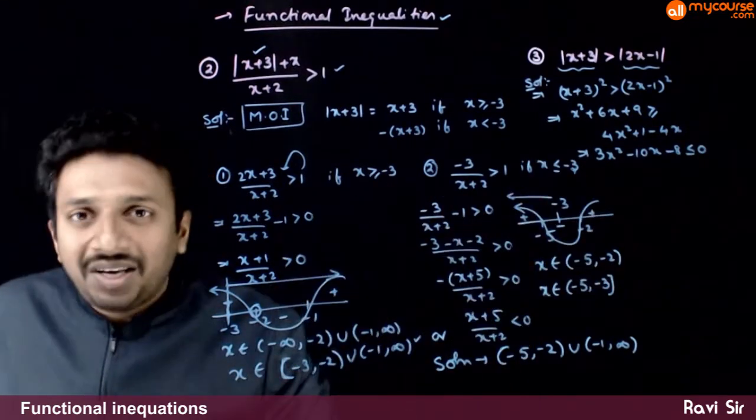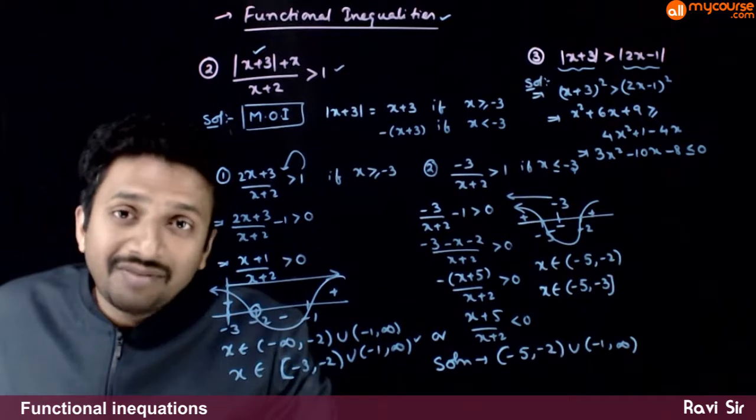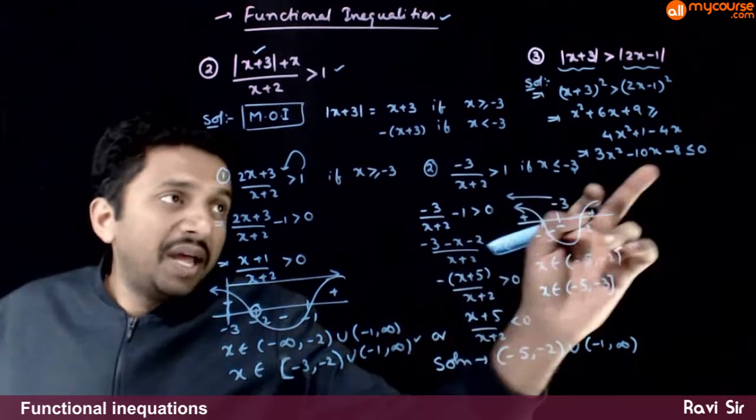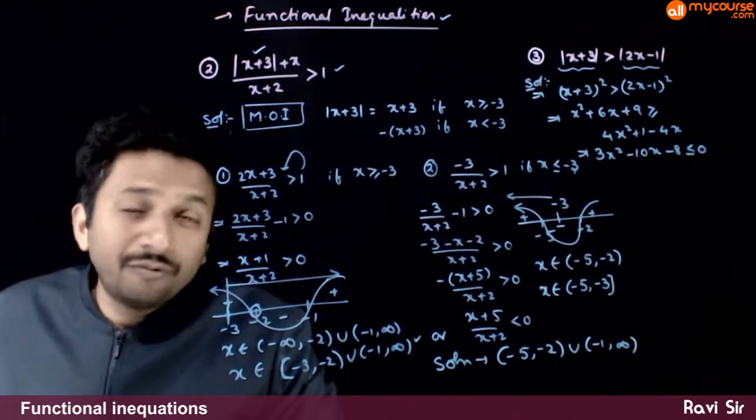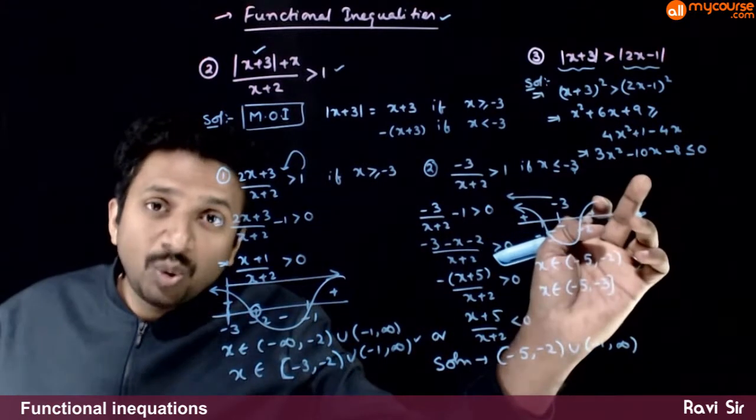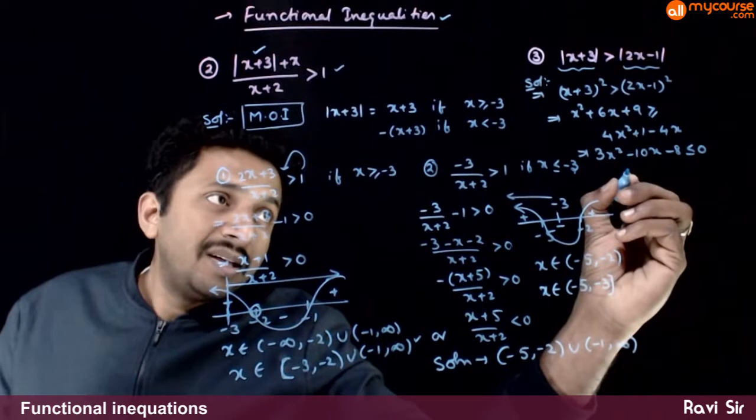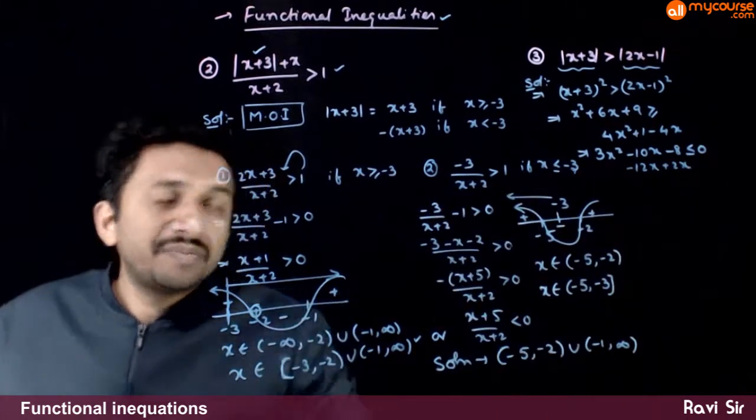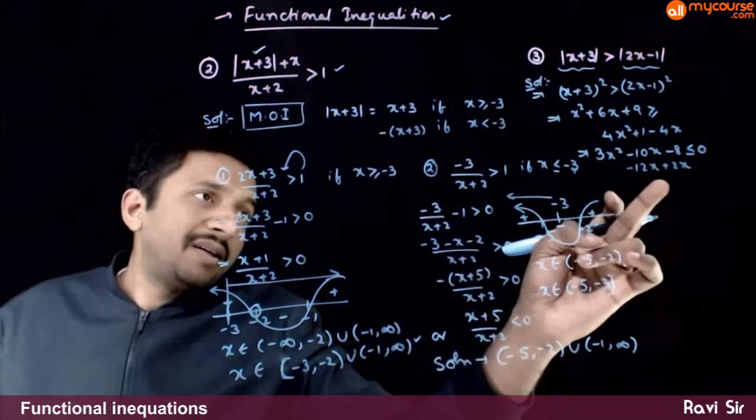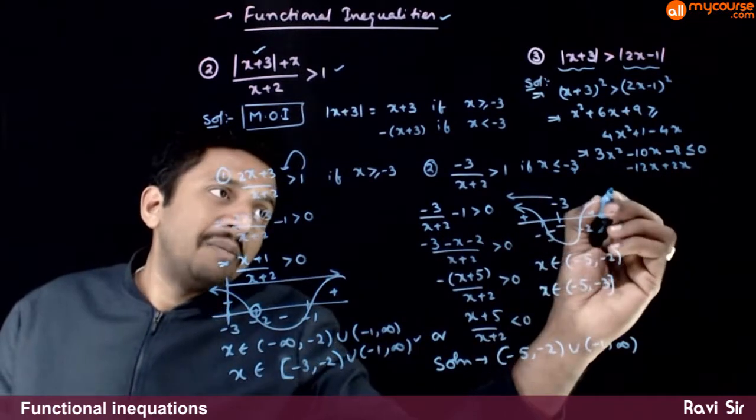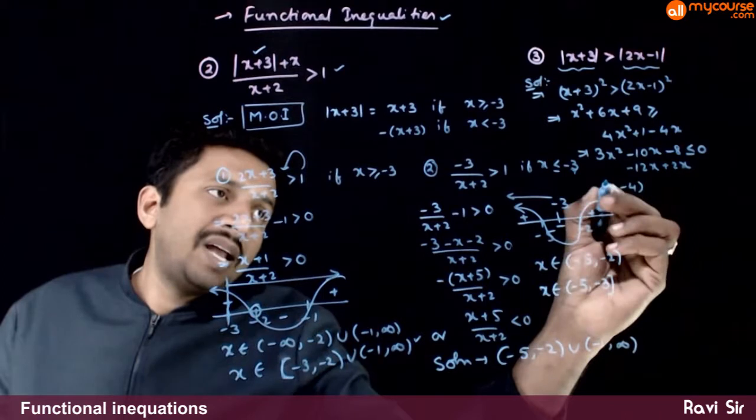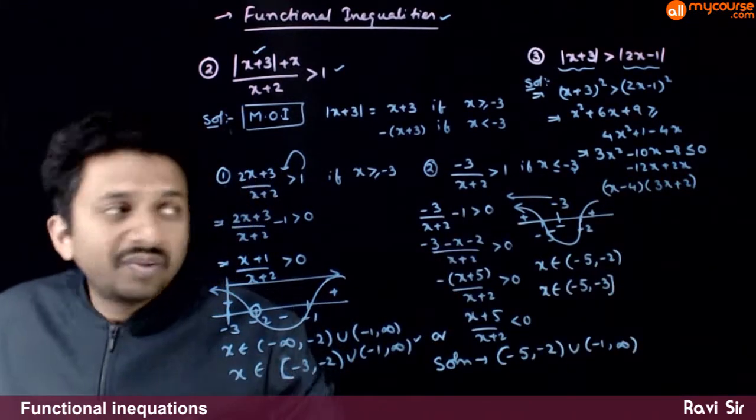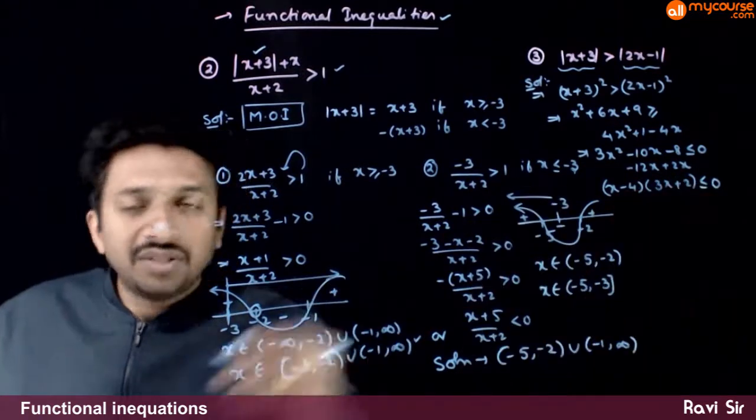This is a quadratic inequality. So to solve this using wavy curve, we need to factorize this. So 8 3s are 24. I can write 12 2s are also. So I can write it as minus 12x plus 2x. So I can write it as (x minus 4)(3x plus 2) is less than or equal to 0.